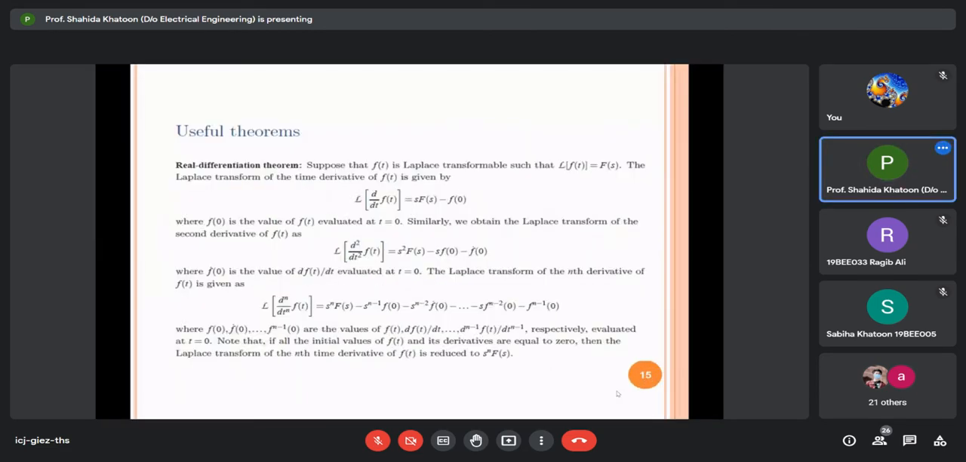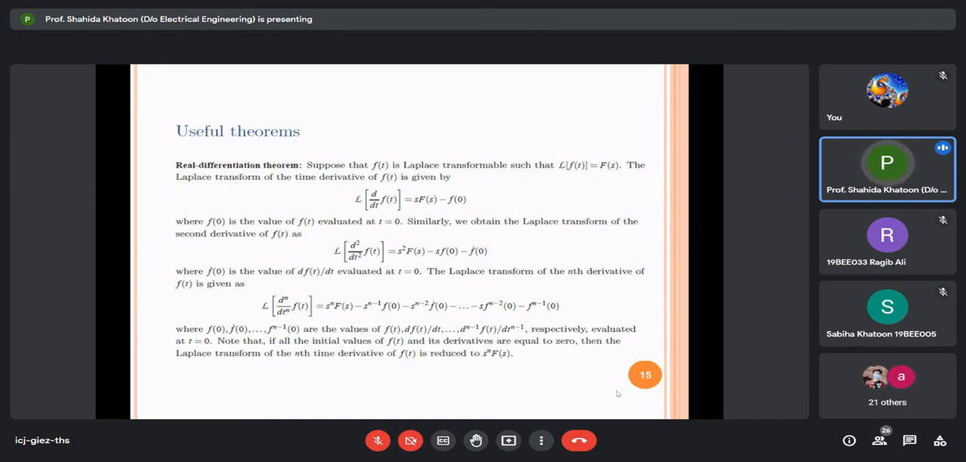The theorems are: suppose that f(t) is Laplace transformable such that the Laplace transform of f(t) is F(s), then the Laplace transform of the time derivative of f(t), d by dt of f(t), is sF(s) minus f(0). f(0) is the value of f(t) evaluated at t equal to 0. Similarly, we obtain the Laplace transform of the second derivative. So the Laplace transform of d2 by dt2 of f(t) is given by s square F(s) minus s f(0) minus f dot 0, where f dot 0 is the value of d by dt of f(t) evaluated at t equal to 0.